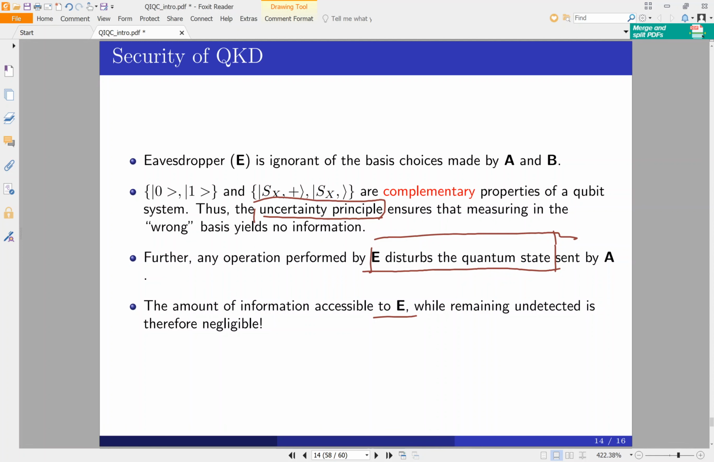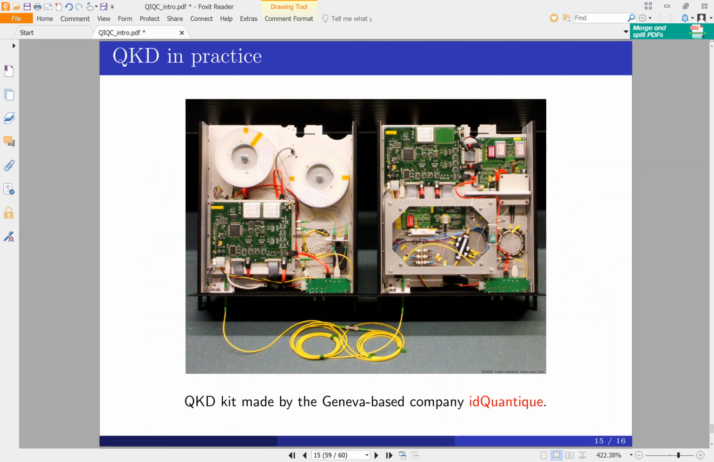So is all of this just in theory, or can one do this in practice? Well, today we have such quantum key distribution kits being sold by companies. This one is a kit made by a Geneva-based company called ID Quantique. The box on the left can be thought of as one of the two parties, A. The box on the right can be thought of as the other party, B. They're communicating using polarization states of light.